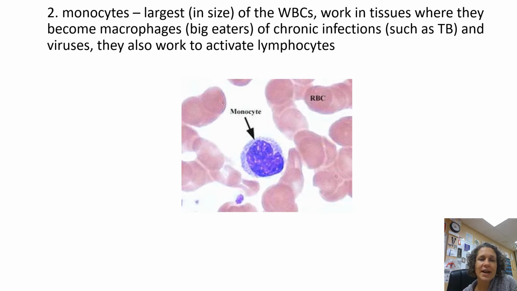Okay, then we have monocytes. Size-wise, these are the biggest. They work in tissues, and they are macrophages. Macrophage means big eater, essentially. They work against chronic infections like tuberculosis and chronic virus issues. They also activate the lymphocytes. If they are active, they will say, hey, come help me destroy whatever this is. These typically are just defensive, obviously, but kind of specialized.